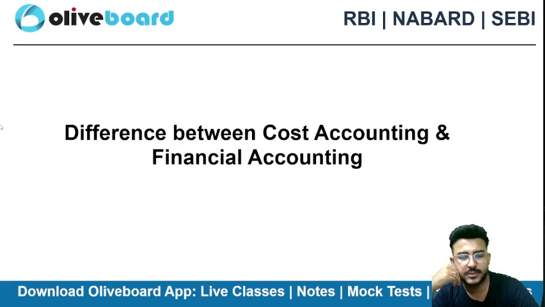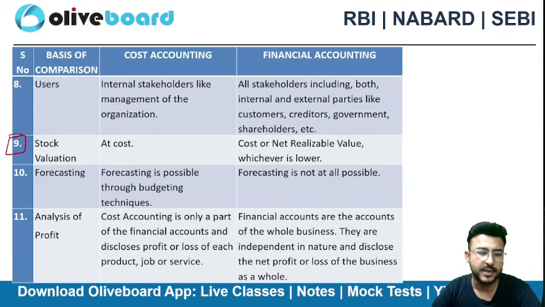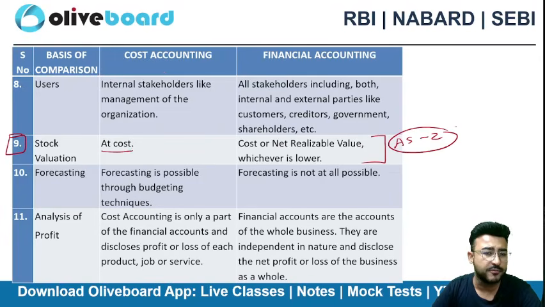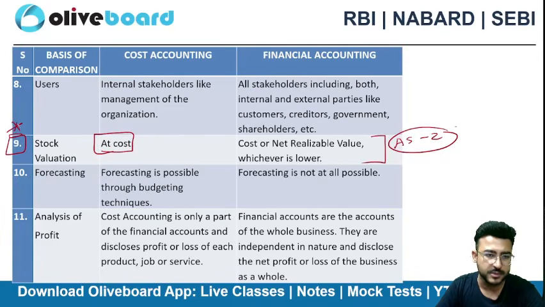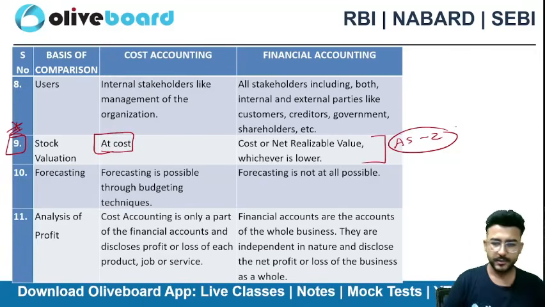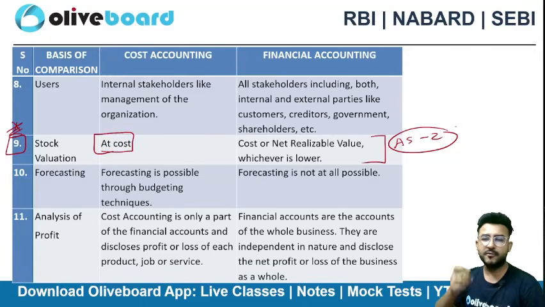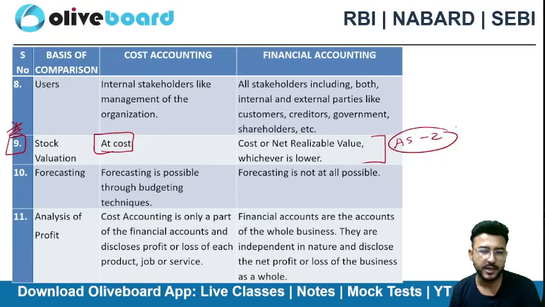Okay, what about cost accounting? This is the rule of financial accounting, because AS 2 is related to financial accounting. But when it comes to cost accounting, we always value the inventory based on cost. Now, this is quite important because we have already learned cost or NRV, whichever is lower. So when it comes to cost accounting, we again take the option cost and NRV, whichever is lower, which is completely wrong. In cost accounting, you will value the inventory on cost, not on net realizable value.